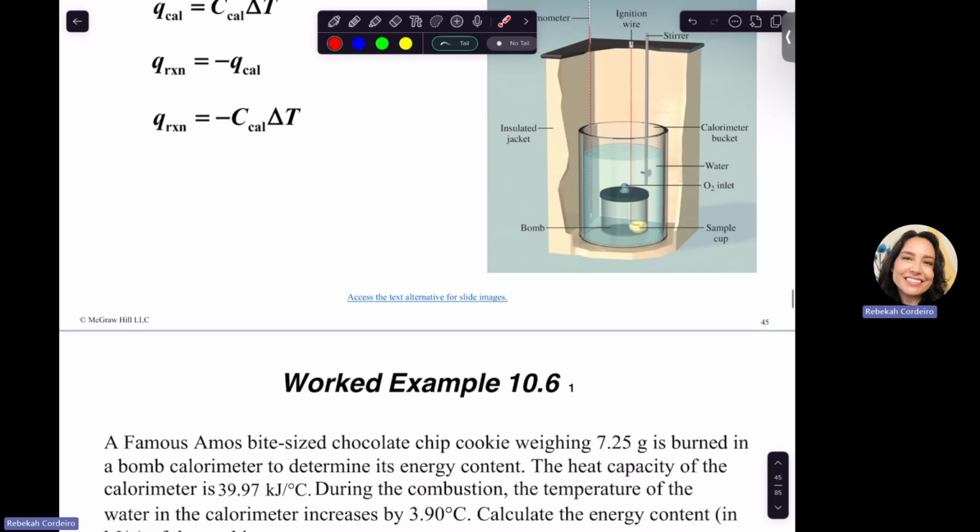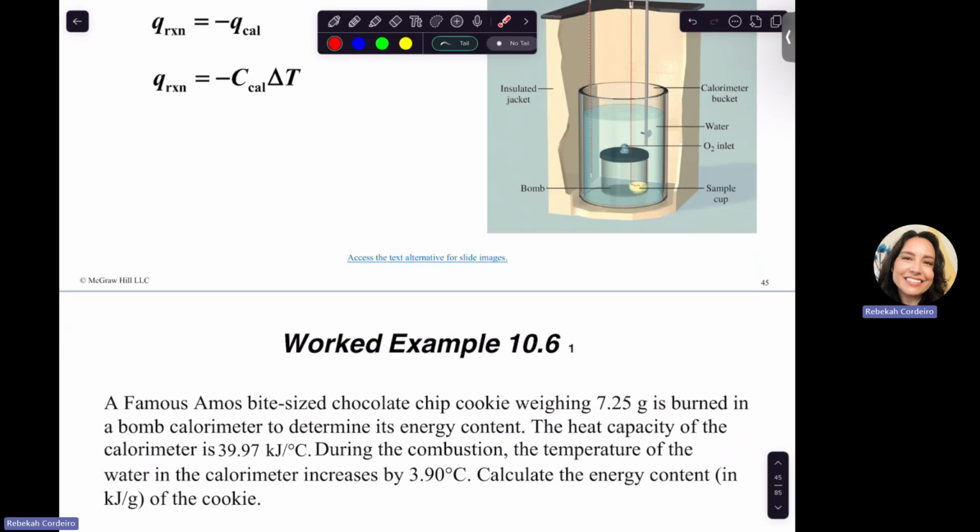So why don't you try it? So we have a Famous Amos bite-sized chocolate chip cookie. It gives you the mass, gives you the heat capacity of the calorimeter. We know how much the temperature goes up, but we want to know the energy content in kilojoules per gram. So use the units to help you here. All right, so hopefully you paused that and you've tried it.